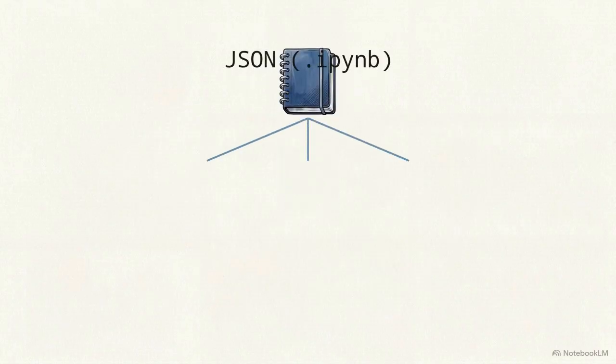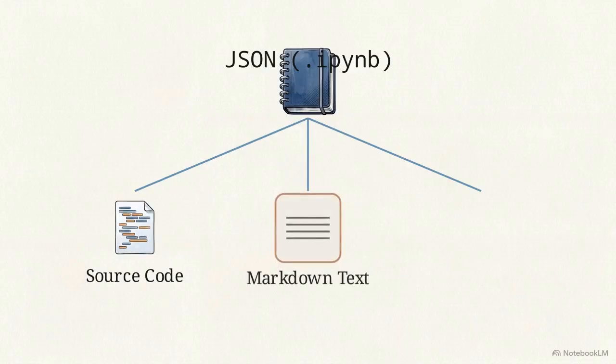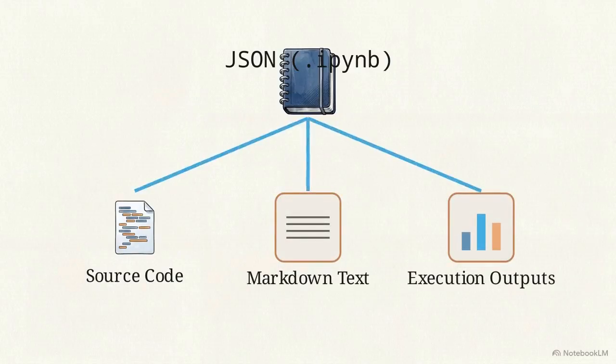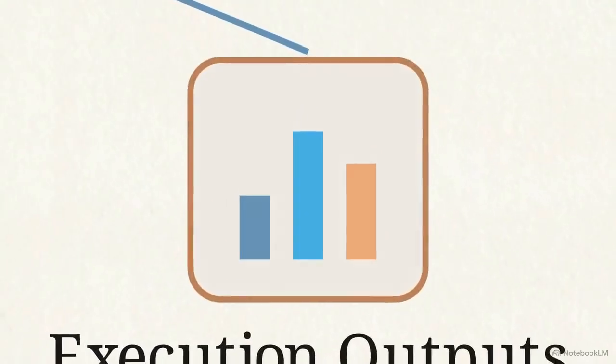This diagram shows the notebooks format, a JSON document. It encapsulates source code, markdown text, and execution outputs into distinct nodes. This enables literate computing, where code is embedded within a narrative.